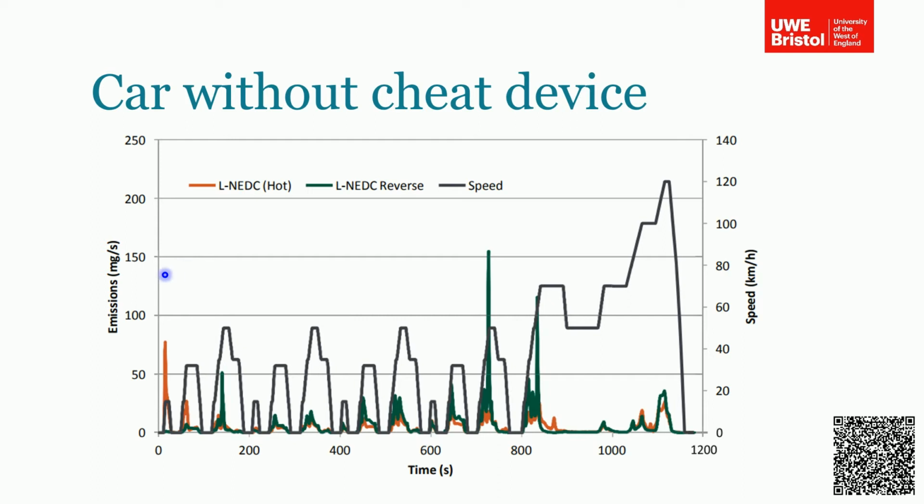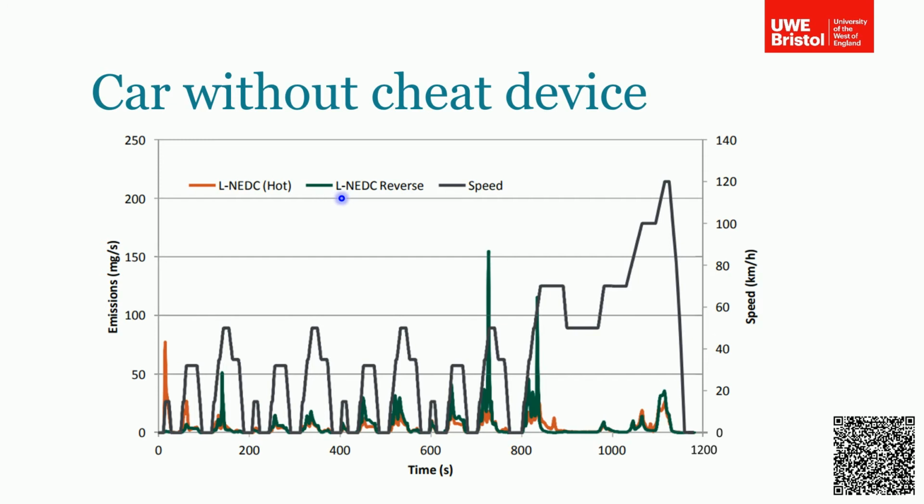They then applied a couple of other tests. They ran the NEDC at what was called a hot cycle, so basically with the engine warmed up, so the vehicle wasn't soaked. They ran it hot to see if it made any difference. And for this vehicle, which doesn't have a cheat device fitted, you can see that the emissions are pretty negligible across the range of tests. And the orange line shows a little spike of emissions here, but generally they're quite low.